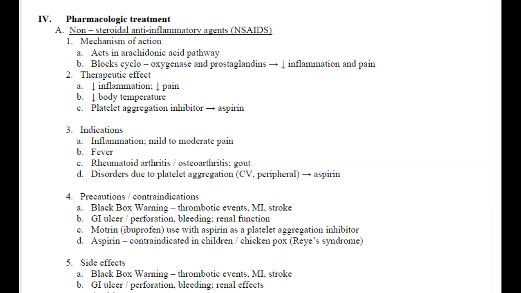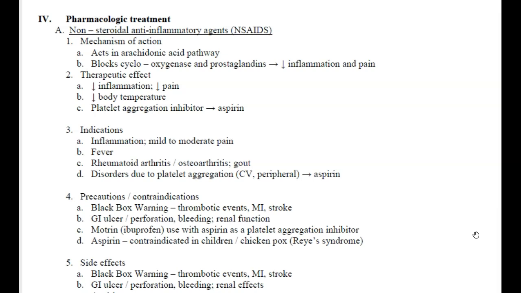The therapeutic effects of NSAIDs include decrease in inflammation, decreased pain, and decrease in body temperature, so it's also considered antipyretic. In addition, as we already learned, depending on which one we're talking about, mainly aspirin, it's a platelet aggregation inhibitor. Indications for NSAIDs include inflammation, usually mild to moderate pain, fever, rheumatoid arthritis or osteoarthritis and/or gout, and disorders due to platelet aggregation such as cardiovascular disease or peripheral vascular disease, PVD. For these specific ones, mainly we use aspirin for its platelet aggregation inhibitor properties.